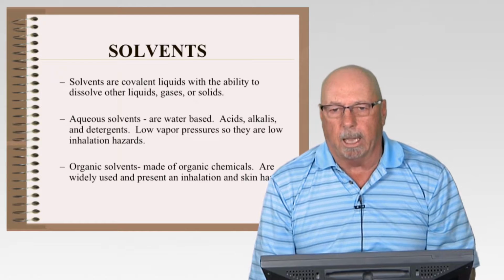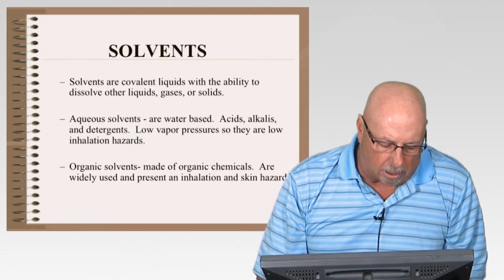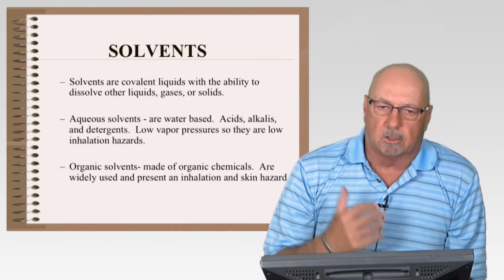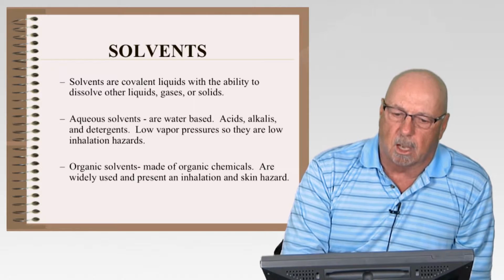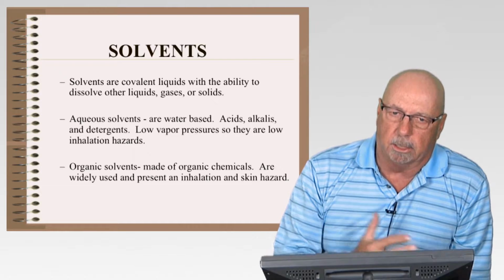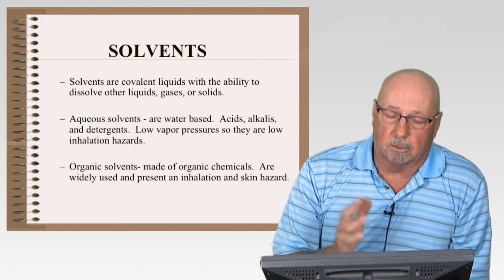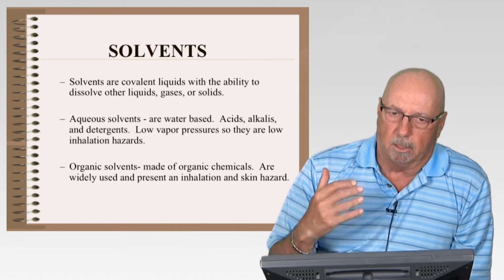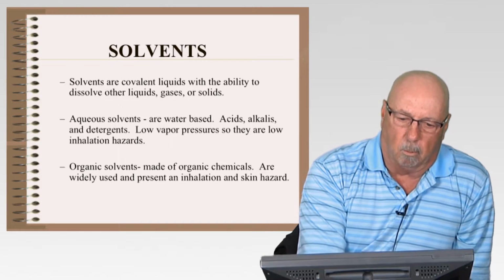Well, you're going to find that organic as well as inorganic chemicals in our industrial work environment are going to be widely used, and a lot of them are used as solvents. So it's important you understand what a solvent is, and a solvent is basically a liquid which has the ability to dissolve other liquids, gases, or solids. The simplest known solvent that we have is water. But there are a lot of industrial, organic, and inorganic solvents that are also found in the workplace.